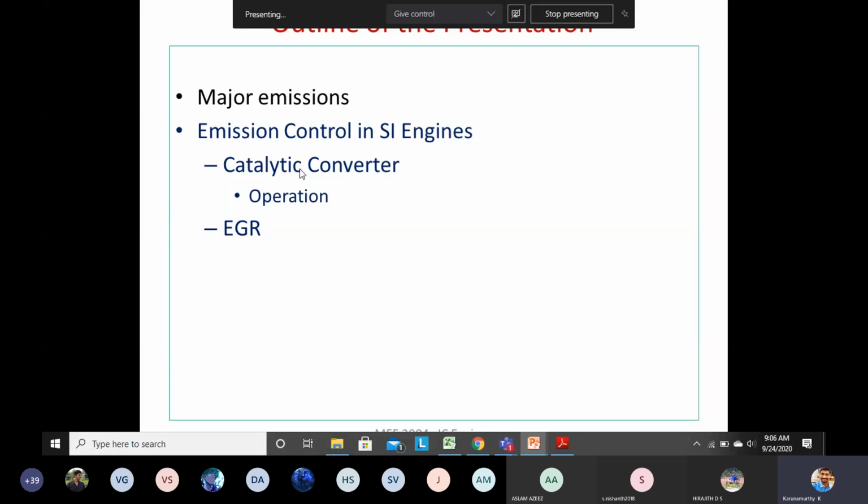Whereas in the case of the catalytic converter, you can control unburned hydrocarbons, you can control CO, you can control the emission of NOx. All the three can be controlled. Okay, so this is what we are going to discuss today.